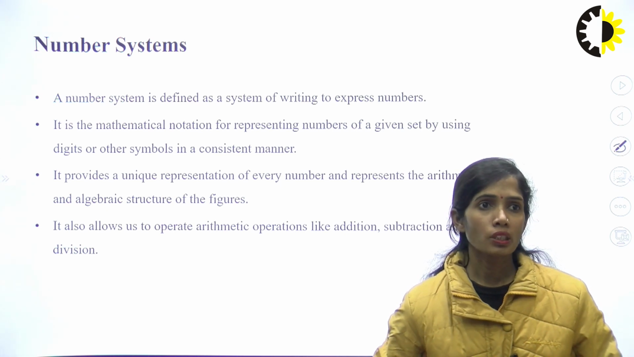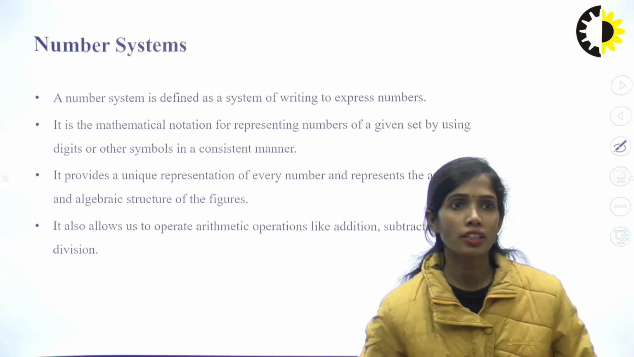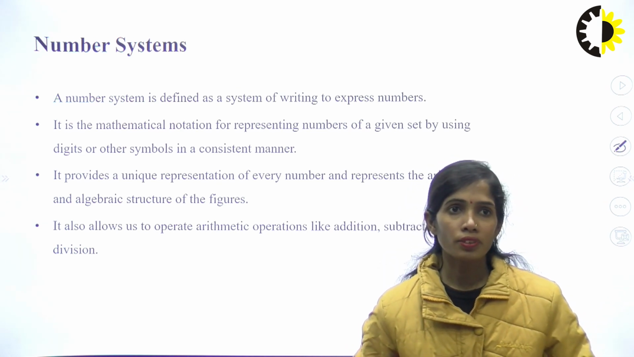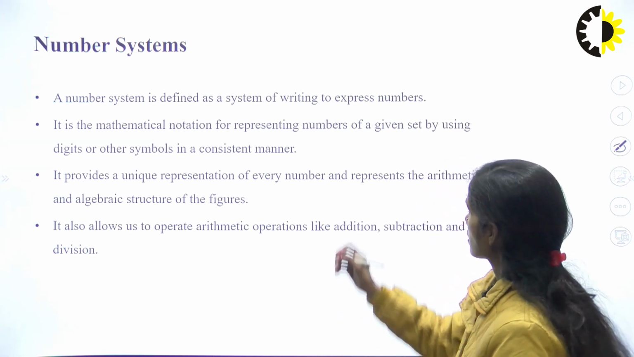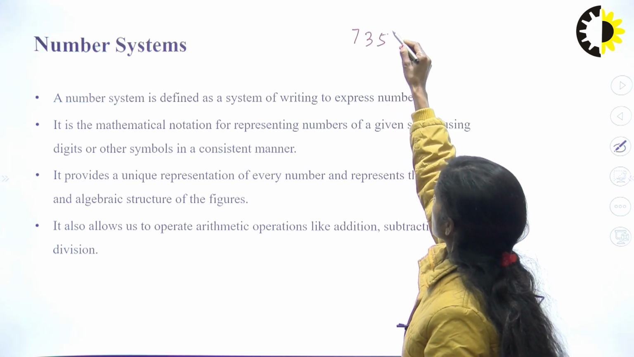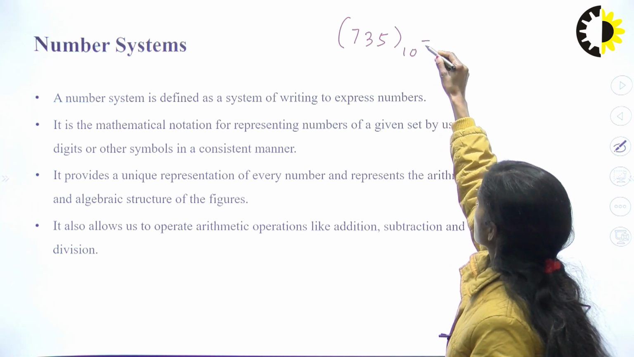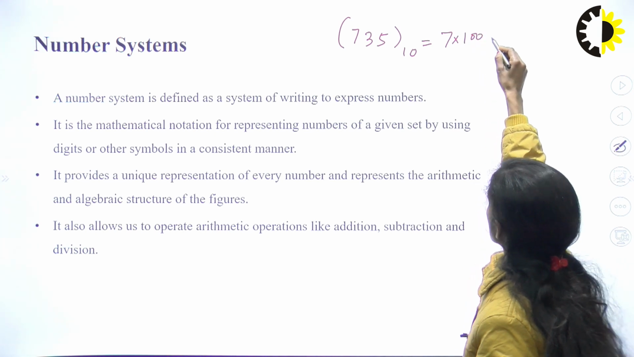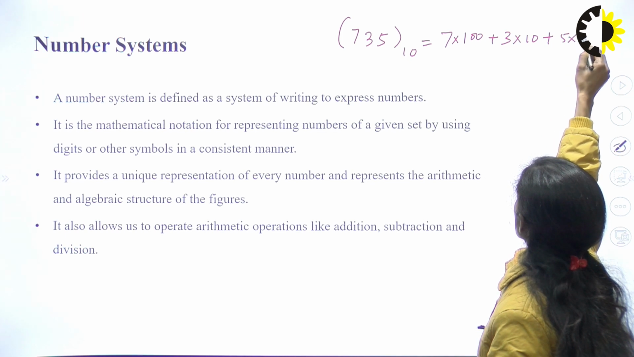Usually from childhood, up to class 12th, we have studied only the decimal number system, and we had studied how we can express this. So if I take the example of a decimal number, that is 735, and we know its base is 10, it is written in an expanded form. It can be written as 7 multiplied by 100 plus 3 multiplied by 10 plus 5 multiplied by 1.